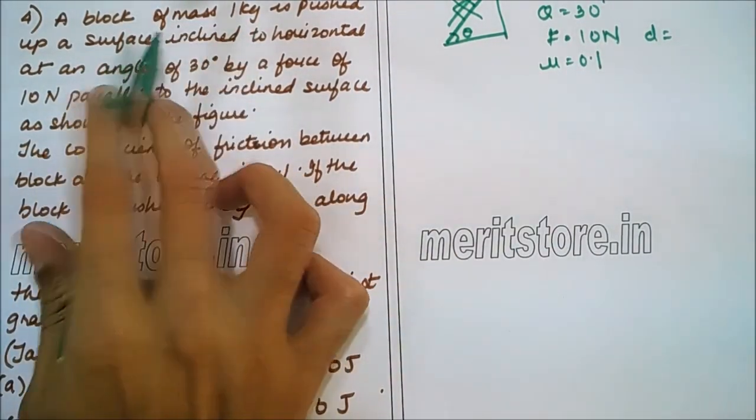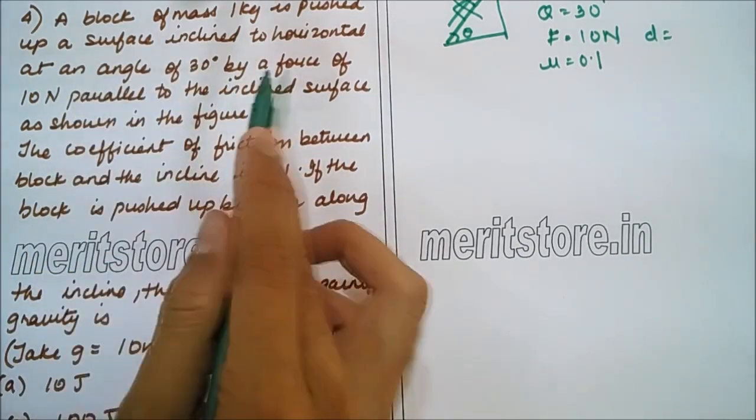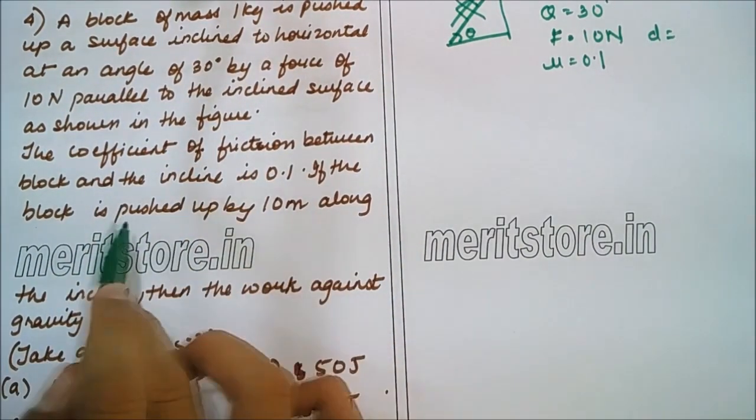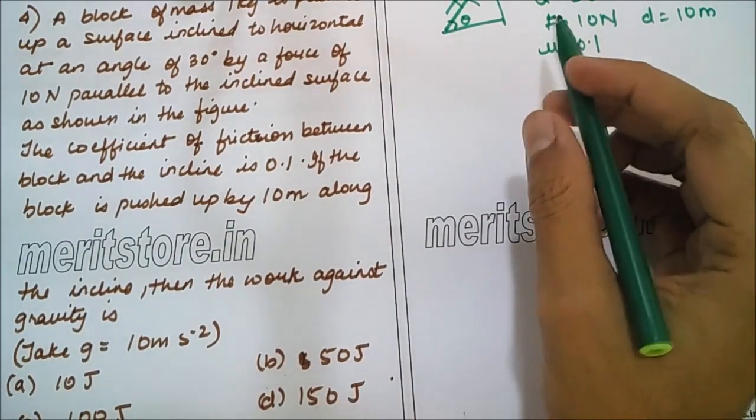is a block of mass 1 kg on a surface at an angle, with friction, pushed by a distance of 10 meters. Okay, so we have the distance as 10 meters.